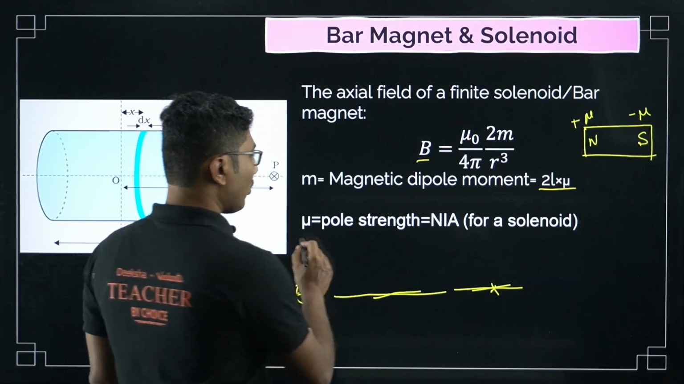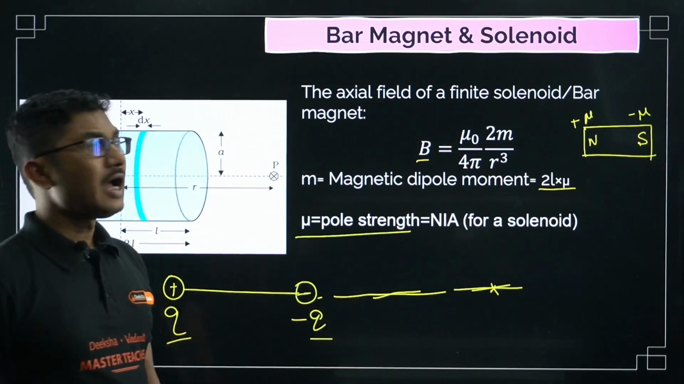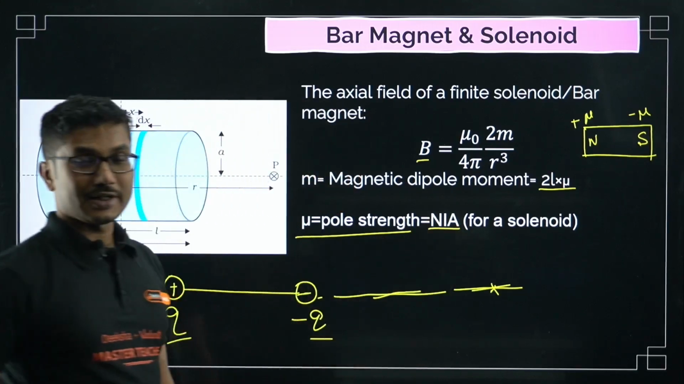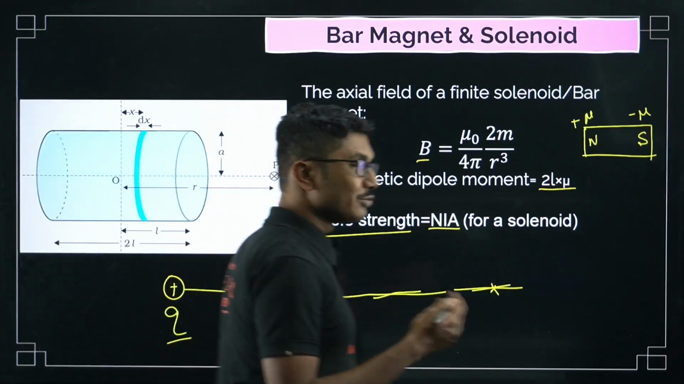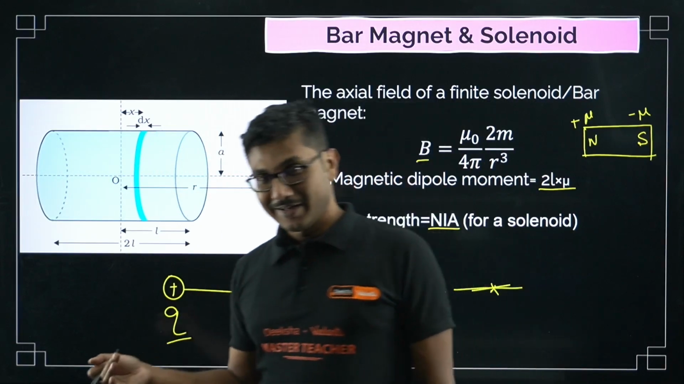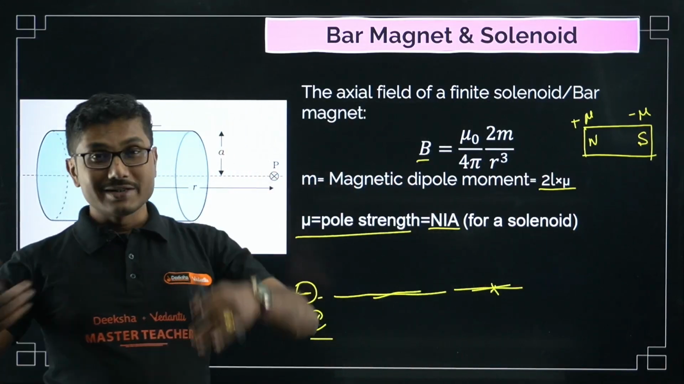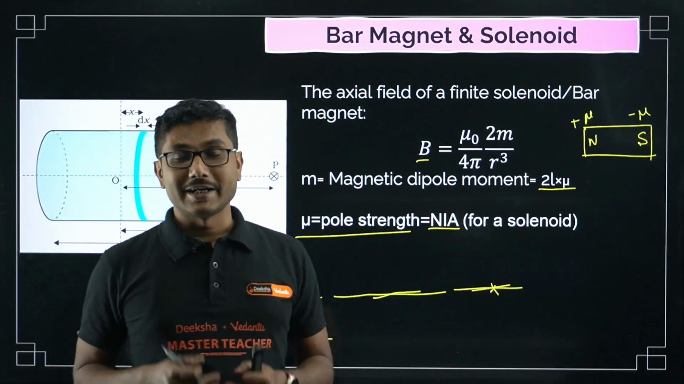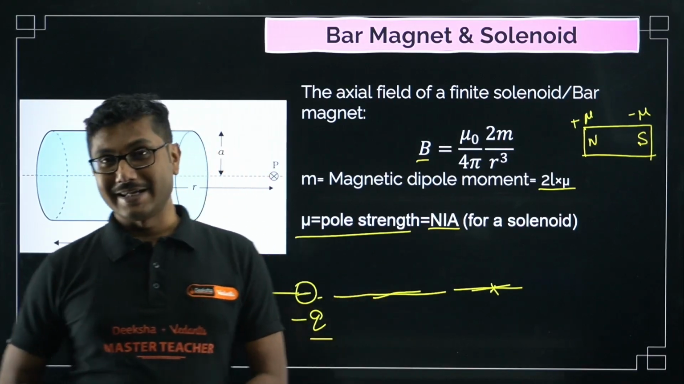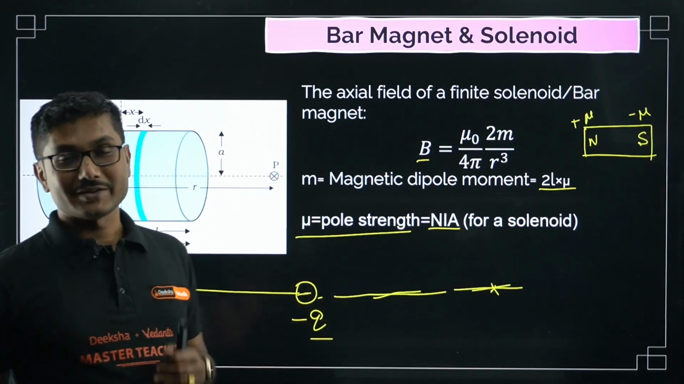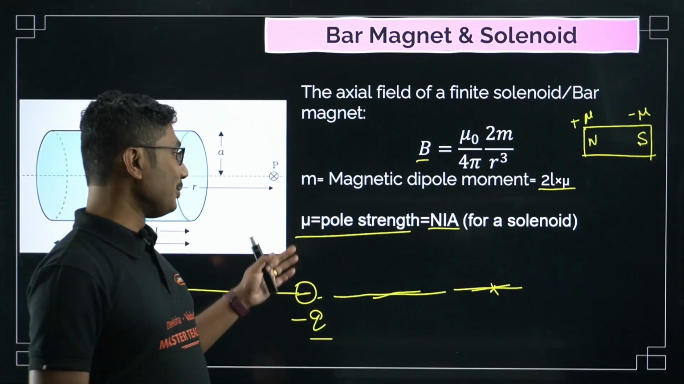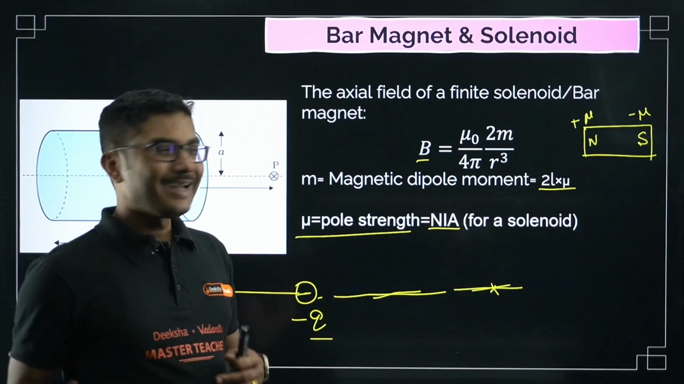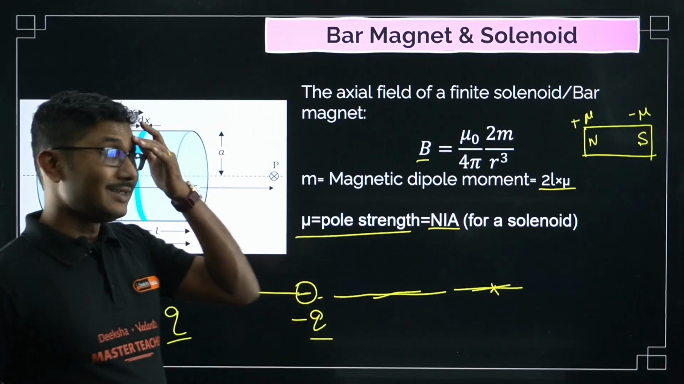Now mu is called pole strength, and pole strength for a solenoid is basically defined by NIA, National Investigative Agency. Those who check for corruption in India, right? Or terrorism in India, that is the National Investigative Agency. All the domestic terrorism matters are taken care of by NIA. They do the investigation if someone is doing some terrorist activity in India. So mu is basically NIA. That is how you can remember it. Nothing to do with NIA, it is just to remember as an acronym.